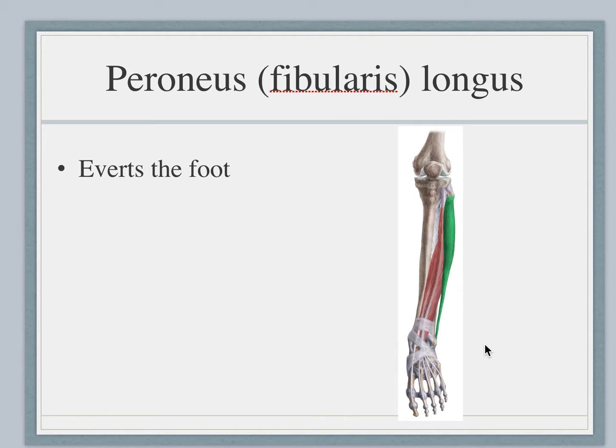The fibularis longus, or the peroneus longus, is an everter of the foot. If you find the fibular head and then go just inferior to the fibular head, you'll be right on the fibularis longus, or the peroneus longus muscle. And when that muscle contracts, it everts the foot. You see the tendon goes down and it attaches on the lateral aspect of the foot. So when that contracts, it's going to cause the lateral aspect of the foot to rise, and therefore evert the foot.